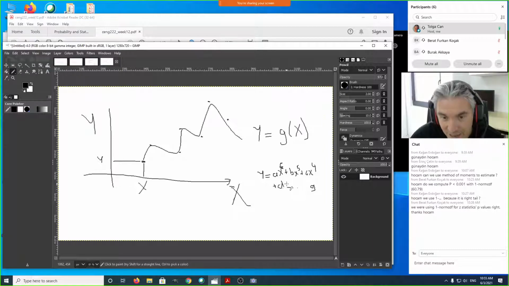So dx to the 3, let me write all of them, ex to the 4, cx squared, fx plus g. So I have 7 unknowns here, a, b, c, d, e, f, g. I have 7 points here. I can actually have 7 equations, 7 unknowns from here for each value of x. Each value of x here, I just plug it in here. It will give me an equation. Since I also know their y values, it will give me 7 equations, 7 unknowns.